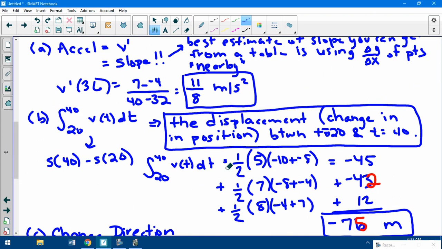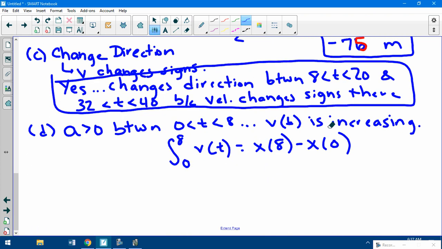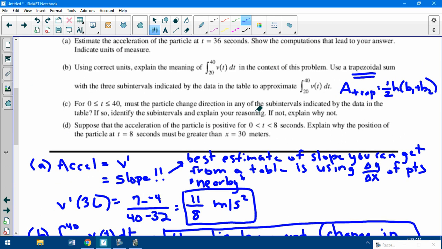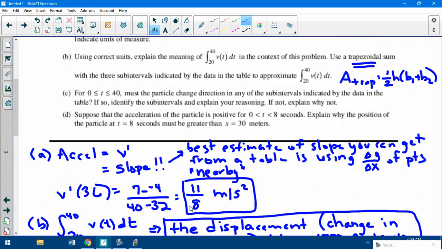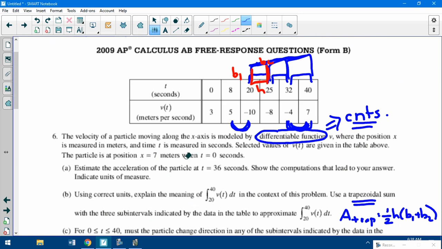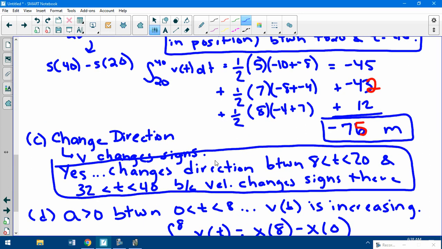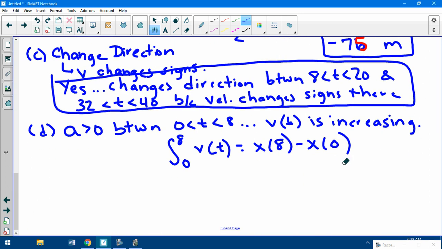I know I used s up here. S or x is usually position. Okay, I'm looking for this. I'm trying to prove that this has to be greater than 30. So that's why I used 8. Why did I use 0? Well, because I know at x equals 7 meters, we're at 0 seconds. So I know that this piece is equal to 7. I'm looking for information about x of 8. Okay, so now finally I have to figure out how do I evaluate this.